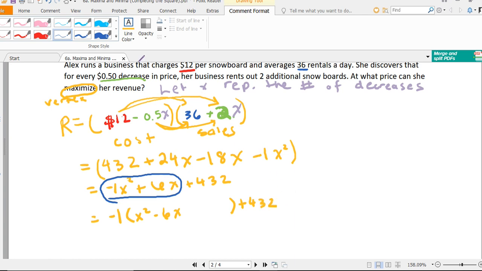Now, I know that I need to find half of 6. So half of 6 is 3. 3 squared is 9. So I'm just going to put plus 3 squared and then minus 3 squared.